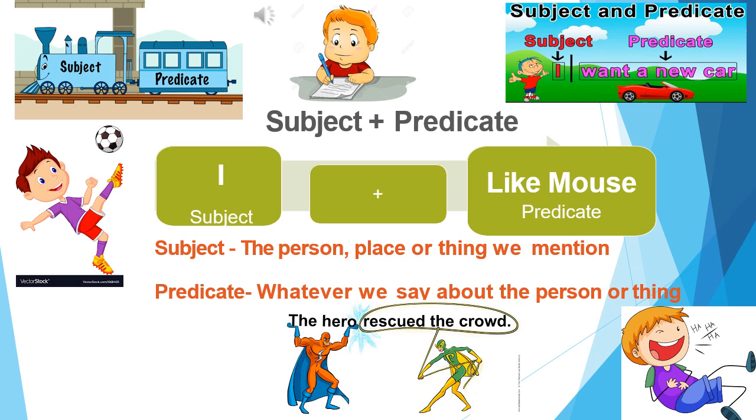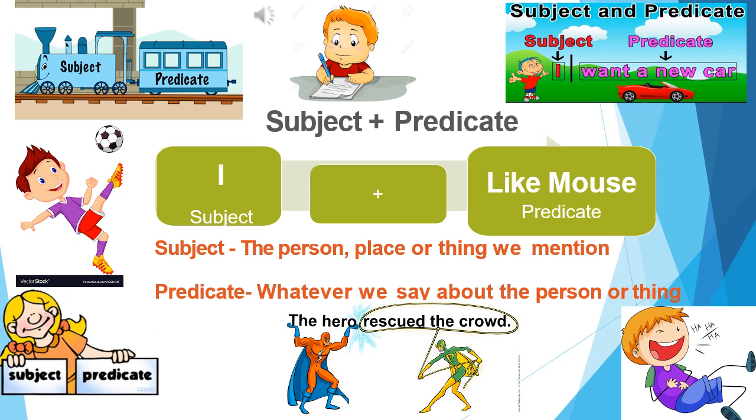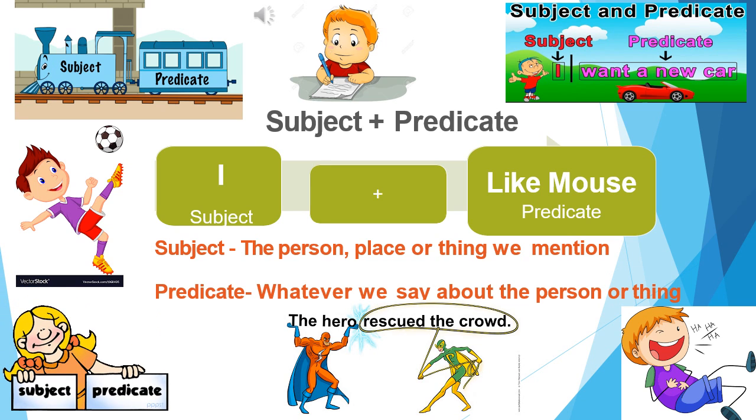Now let's move on to predicate. Whatever we say about the person or thing. If I elaborate, I would say, see, predicate is a part of a sentence. It's a part of a sentence which says something about the subject of the sentence. And predicate is usually a large part of the sentence.